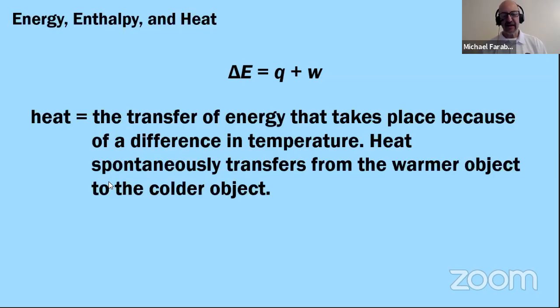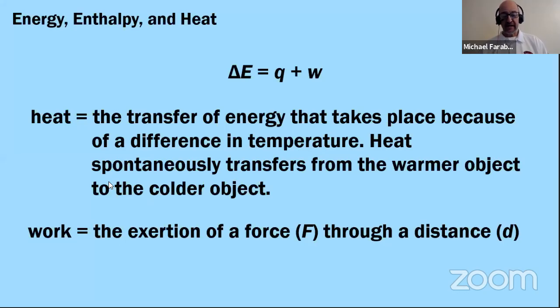Well, heat is the transfer of energy that takes place because of a difference in temperature. Heat spontaneously transfers from the warmer object to the colder object. So if you touch, let's say, something hot on the stove, then the energy is transferred from the stove to your hand. But if you're holding an ice cube, and the ice cube starts to melt, now the heat is being transferred from your hand to the colder ice cube.